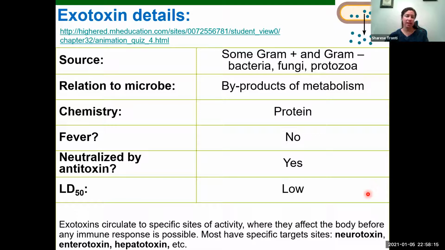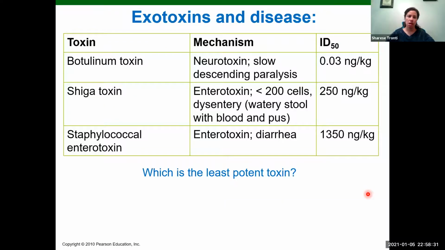And they have different effects. So there's neurotoxins, toxins that are going to have an effect on the nervous system. Enterotoxins. Hepatotoxins are going to have an effect on the liver. So different microbes are going to produce different toxins that have different effects. A few examples. The botulinum toxin is a neurotoxin. And we also see different infectious doses for these different toxins. So that has a very low infectious dose. It's actually one of the most potent toxins that there is.